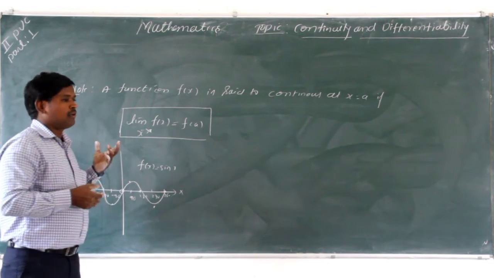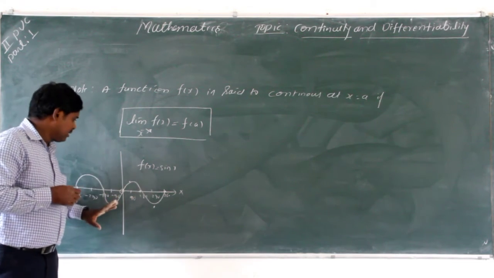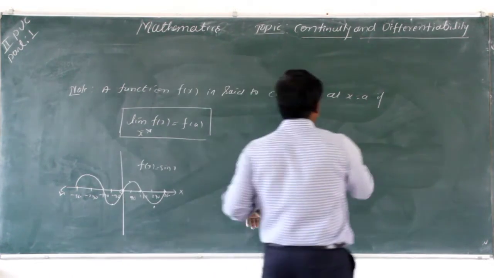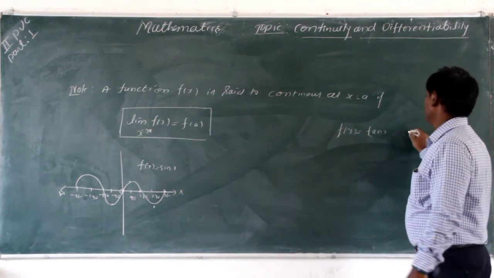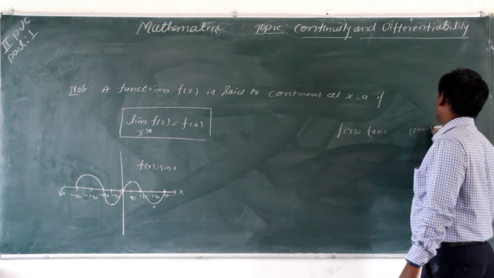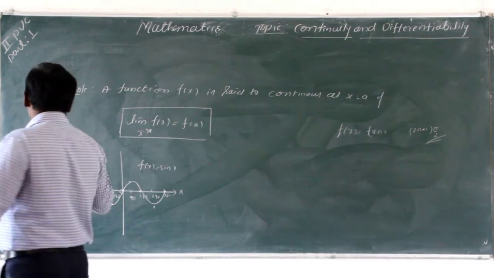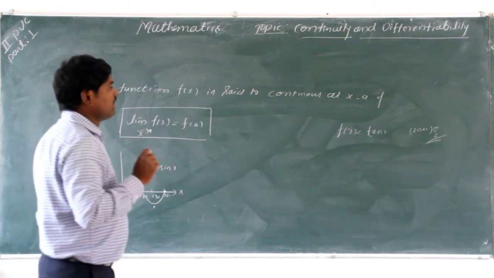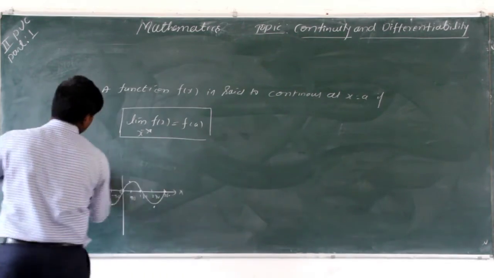But tan x, secant x and cosecant x are continuous only in their domain. Particularly, tan x and cot x are discontinuous. For example, f of x is equal to tan x is discontinuous at odd multiples of pi by 2, that is, (2n plus 1) pi by 2. Therefore, tan, secant and cosecant are continuous in their domain. Take these as points to be remembered.